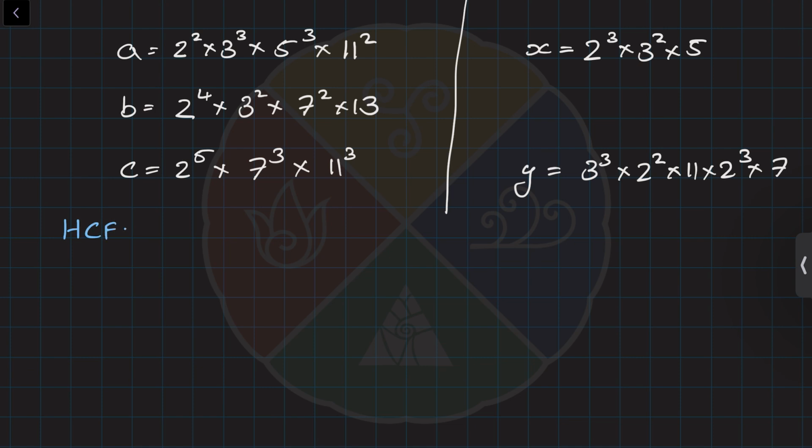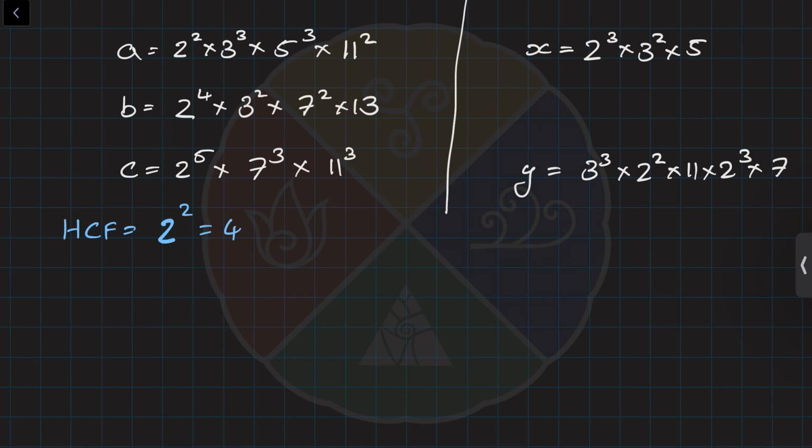To find HCF, only take the primes which are common, that is 2, and take the smallest power, which will be 2. Is there anyone else common? 3 is not common, 7 is not common, 5 is not common, 11 is not common, 13 is not common. That's it. That's HCF. HCF is 4.